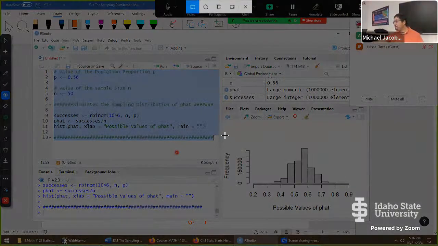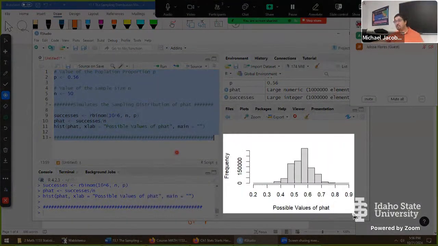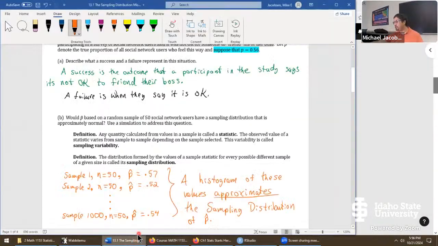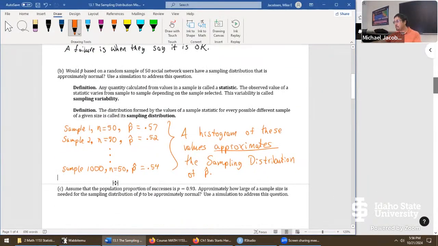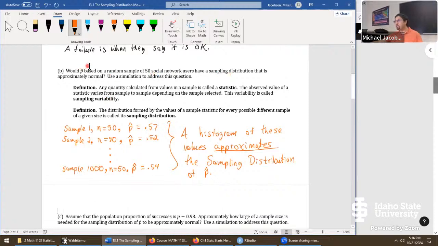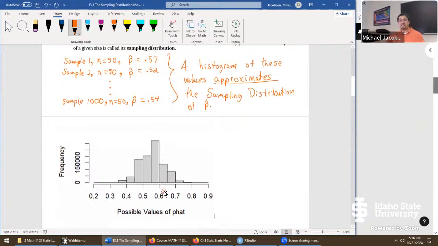So this is what we mean by sampling distribution. Let's put it down right here on the notes. The question says, would a p-hat based on a random sample of 50 social network users have a sampling distribution that's approximately normal? And we will say to that, yes, this is the sampling distribution. It's an approximation because we only used a million different samples to generate this, which is quite a lot. But even after a million of them, a good curve would look like this.